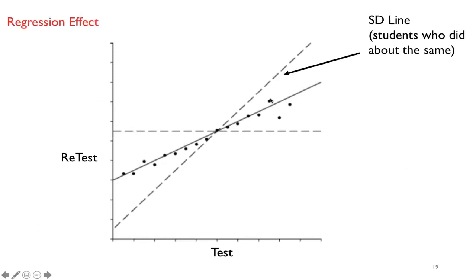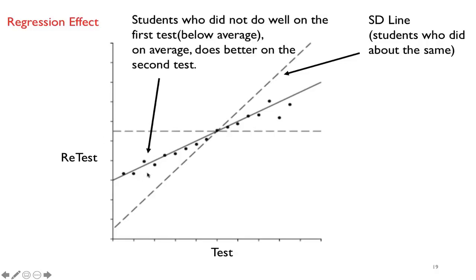The SD line represents students who did about the same on the pretest. So again, here's the scatter diagram of all the scores, where each dot represents a test score and also a retest score. So every dot represents a student with his test score and his retest score on the x and y coordinates. Let's look at the example of some students who did not do well on the first test, which means they did below the average. Here's the point of averages.